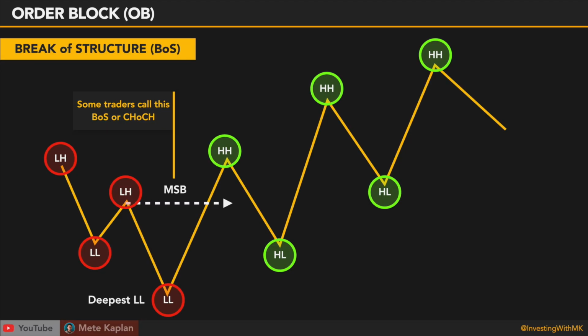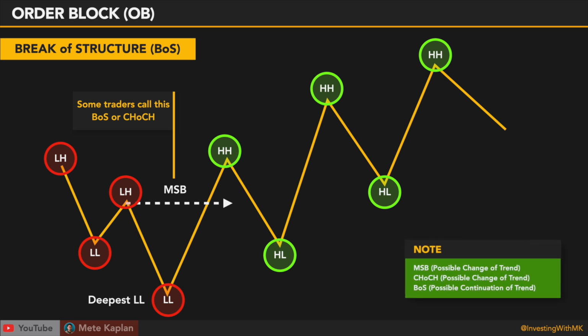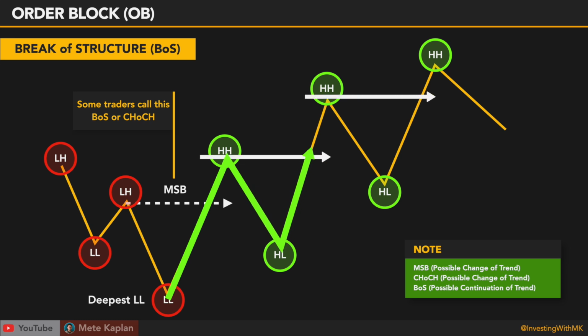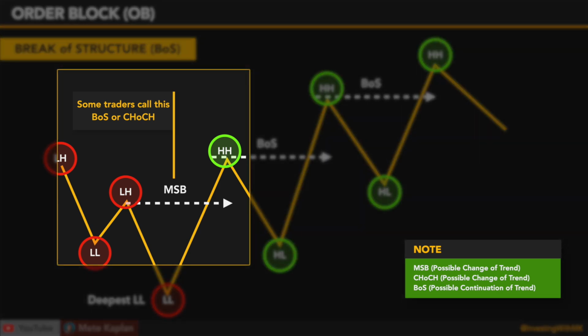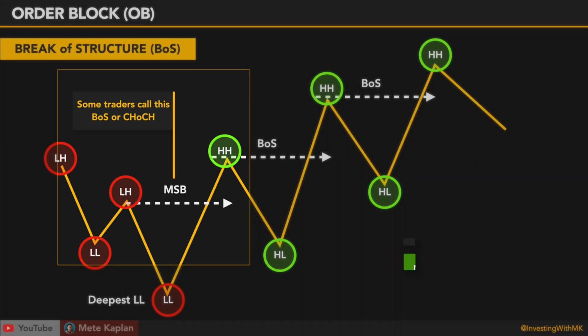Before we move on, I have to talk about break-off structure, BOS. It is a very easy concept. Right after a market structure break, if the trend continues by making new higher highs, each time the price breaks the previous higher high, we have a break-off structure. Now some traders call MSB as BOS. But names do not matter. You can name it whatever you wish. Call it anything you want.